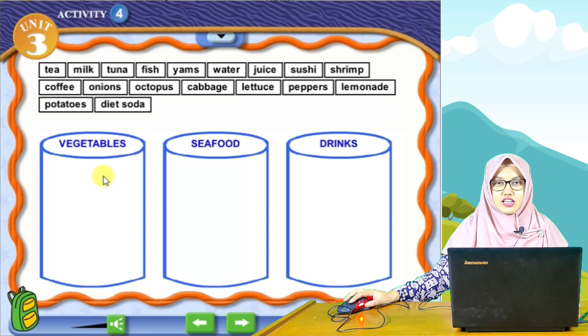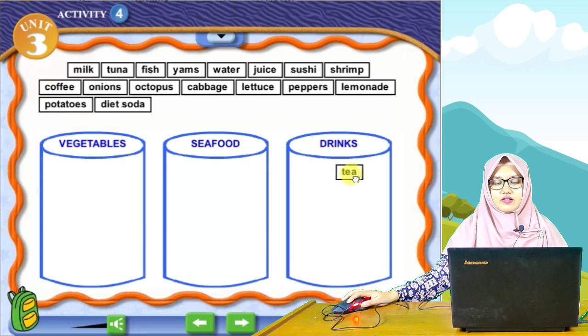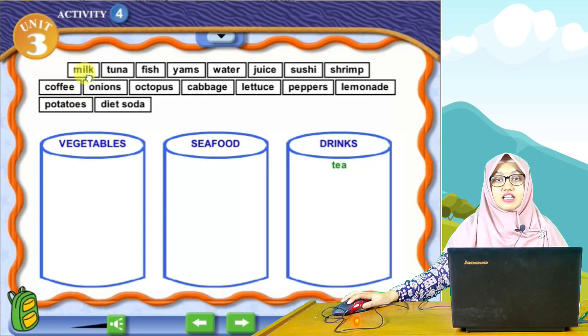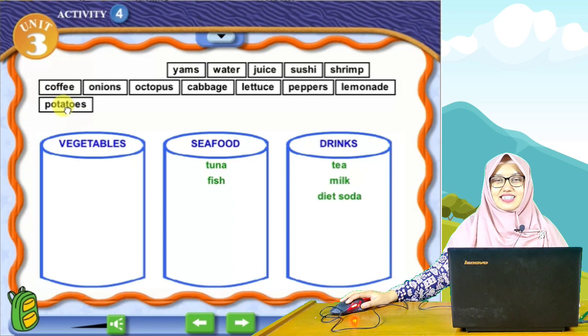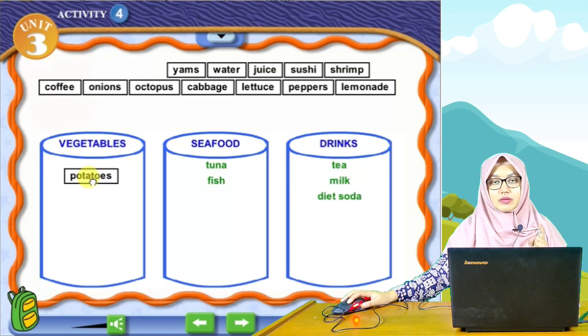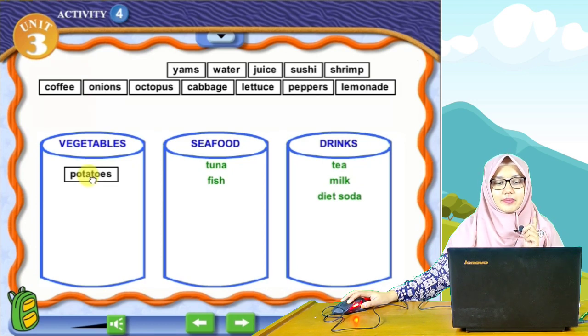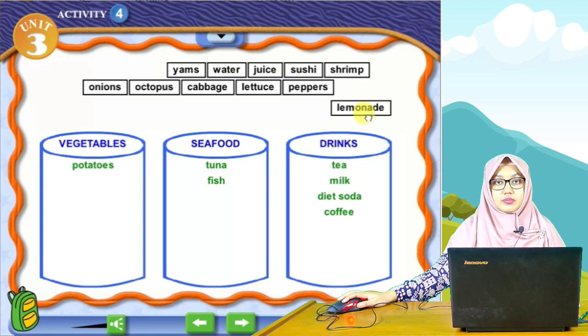Vegetable, sayuran. Seafood, makanan laut. Drinks, minuman. Okay, the first one is tea, teh. Milk, susu. Tuna. Seafood. Fish. Ikan. Diet soda. Drinks. Potatoes. Kentang. Vegetable. Remember that has to be vegetable, salah kaprah kalau yang lain. Coffee. Kopi. Lemonade. Air perasan lemon.